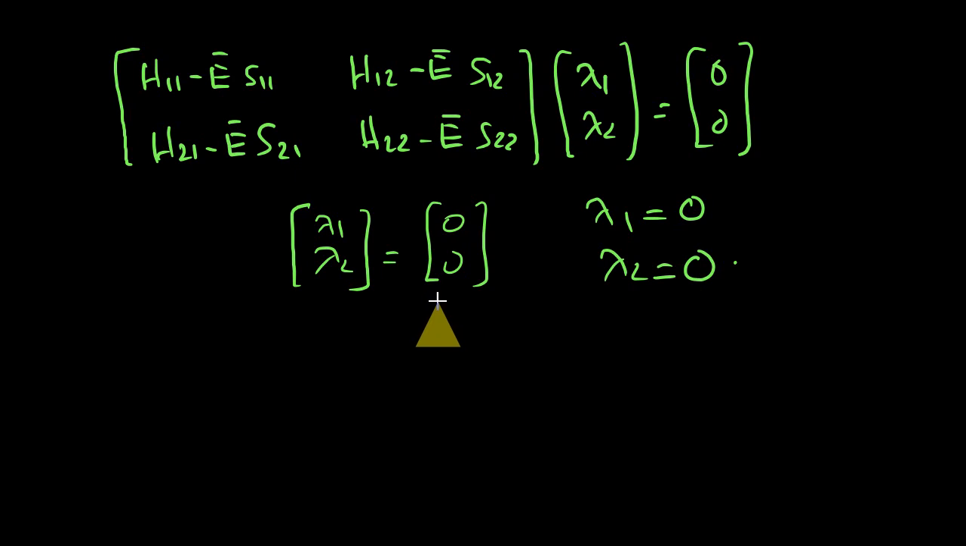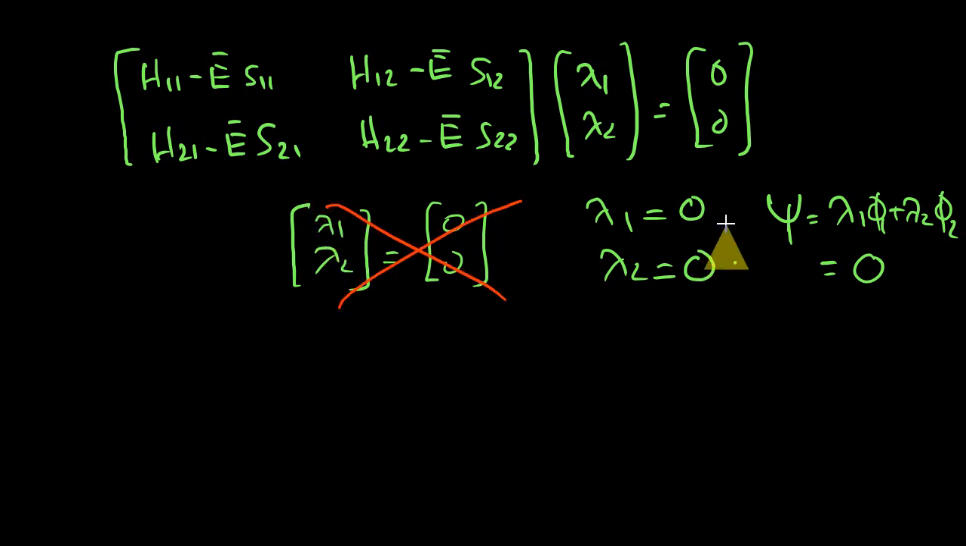This is one possibility. If lambda 1 and lambda 2 are 0, what will be the fate of the trial wave function psi? Psi is equal to lambda 1 phi 1 plus lambda 2 phi 2. If lambda 1 and lambda 2 are 0, then psi will be 0. It means that the trial wave function you assumed is 0. That is unacceptable, that is nonsense, right? So this is not possible. We can exclude that possibility. That is a trivial solution, and this trivial solution is not acceptable.